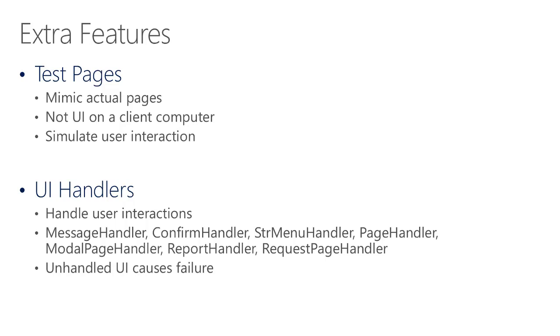And then the last one is the UI handlers. The UI handlers handle user interactions. So we have things like message handler, confirm handler, string menu handler, etc. And these are all functions in code units that you can use to assert a certain result out of that process, and then you can compare that with actuals, and that's where you can determine success or failure of your test scenario. And then, of course, unhandled UI causes failure. And so if you have a UI action that you did not predict, that you did not program against, that will obviously result in a failed test.